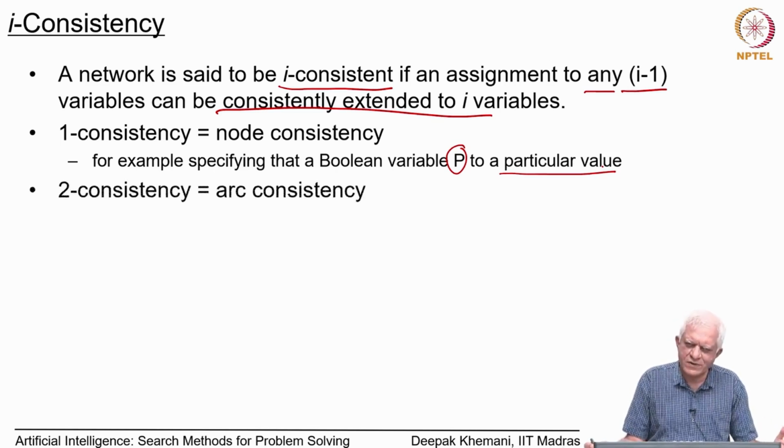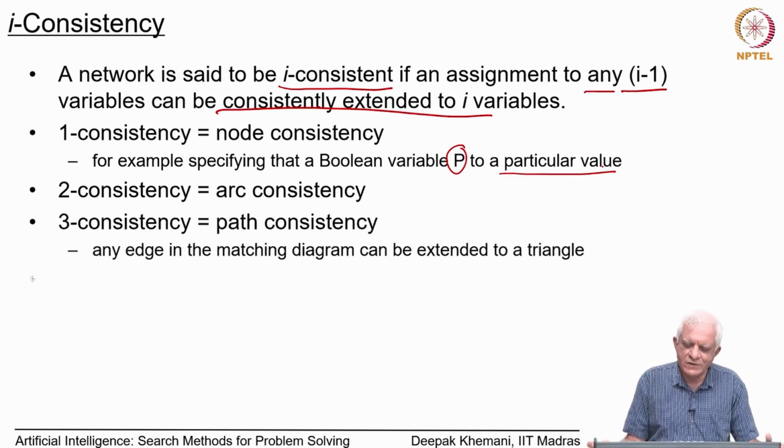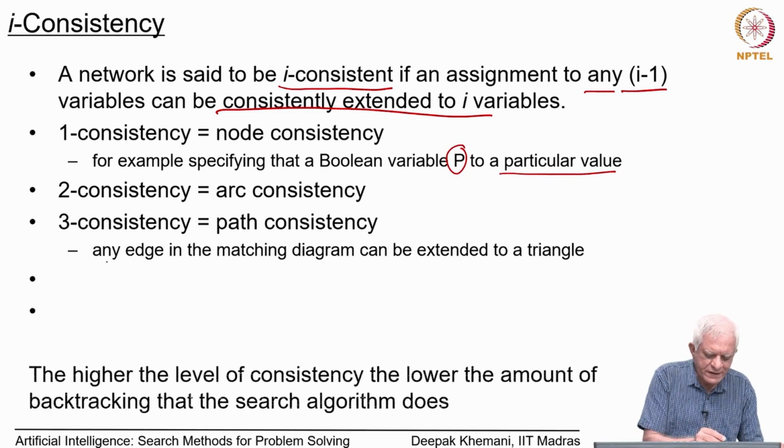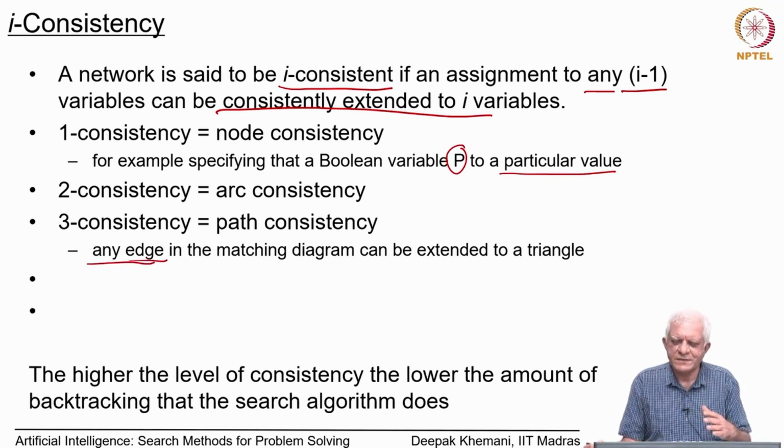2-consistency is called arc consistency. We have already seen the meaning of 2-consistency: you take any variable, choose a value for that variable and take any connected variable, and you will have a value available in the other variable essentially. We mentioned in passing 3-consistency, which is also called path consistency. In the matching diagram, you take any edge and you should be able to extend it to a triangle. If that is the case, that means you have found a value for the third variable which is consistent with the first two variables essentially.